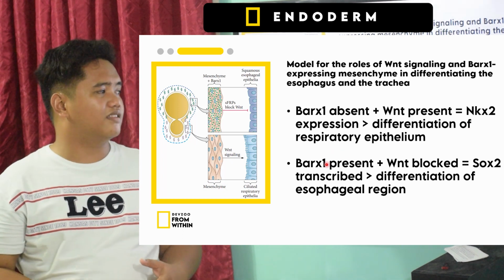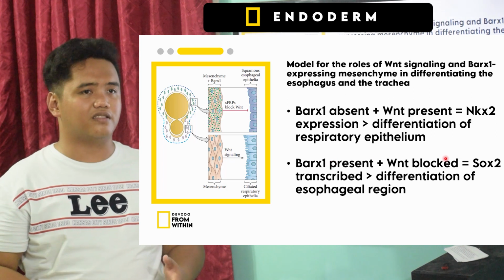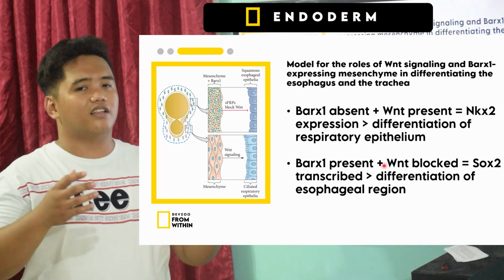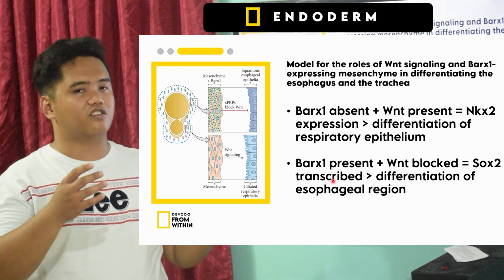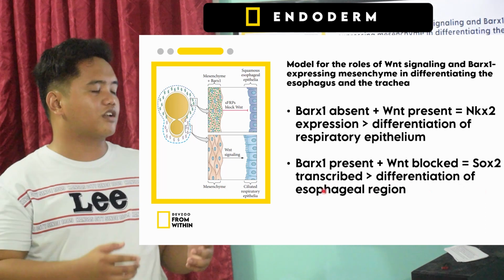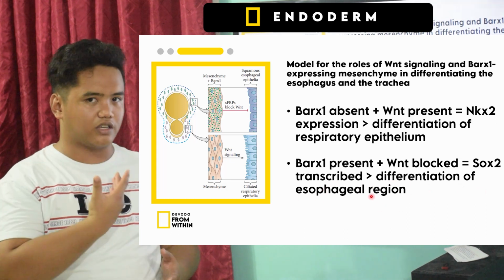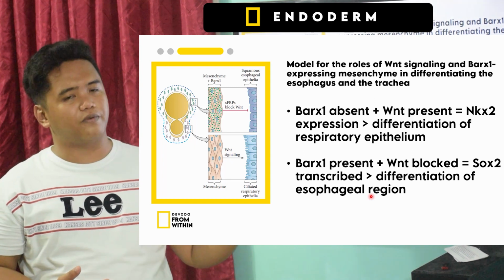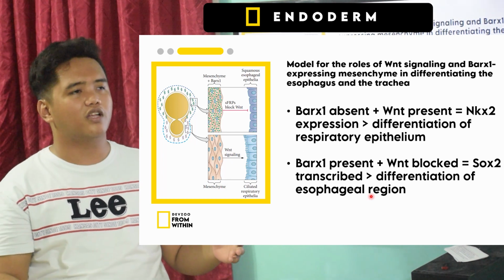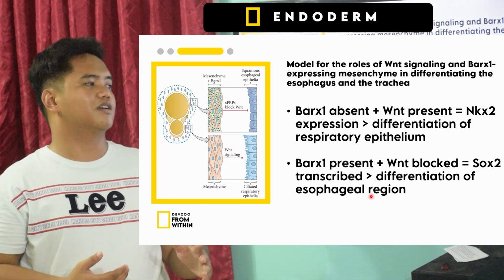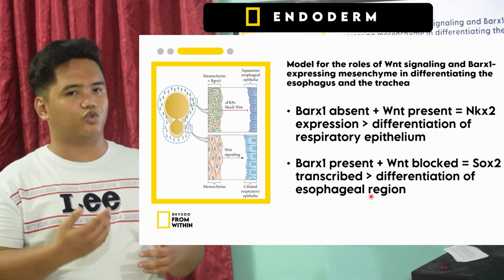On the other hand, when BARX1 is present, it blocks the expression of WNT. This results in the transcription of SOX2, and the transcription of SOX2 then causes the differentiation of the esophageal region. So, BARX1 absent, WNT present causes the trachea to form. On the opposite side, BARX1 present, WNT absent, SOX2, then the esophagus will be formed.